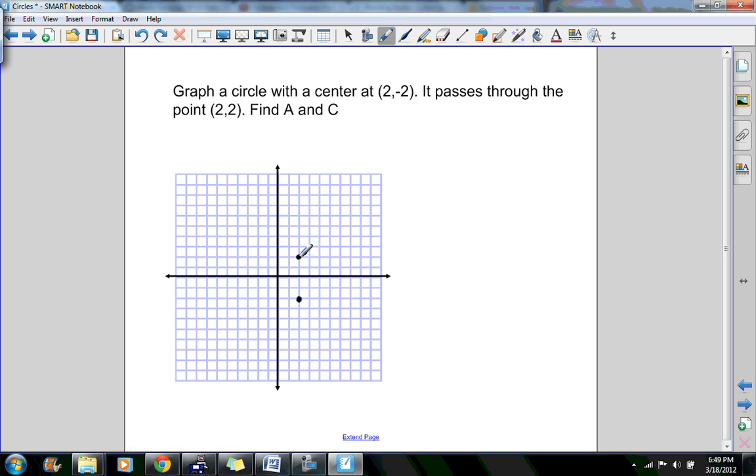Now, in a circle, every point on the circle is going to be the same distance away from the center. So if this is 1, 2, 3, 4 away, this has to be 1, 2, 3, 4 away, and then 4 away, and then 4 away. And from here, I can just draw this crudely drawn circle like this with a radius of 4. So my area is 16 pi, and my circumference is 8 pi.